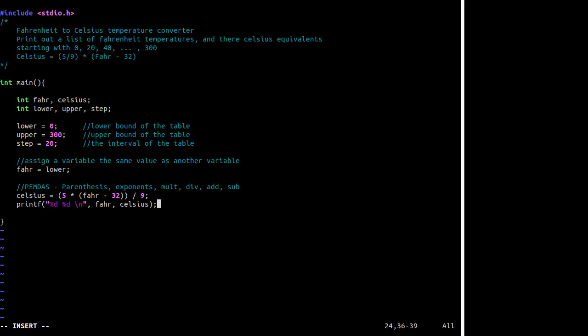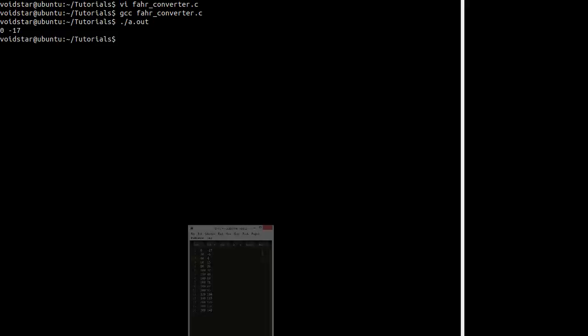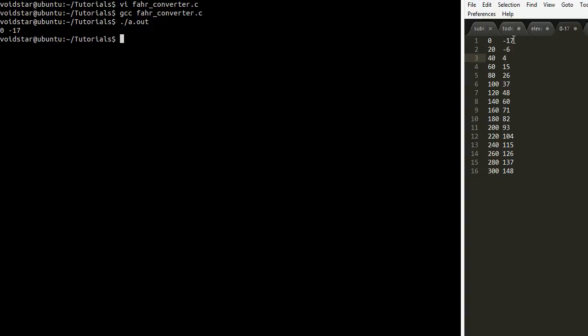So I'm going to go ahead and save and quit. I'm going to compile our far converter.c, and then I'm going to run it, and we got 0, -17, just like this one. But obviously that's not going to be quite enough for what we want to do. We want to print out all the rest of these as well. So this video is lengthy, so I'm going to go ahead and stop it here and do a part 2 where we print out the rest of these.